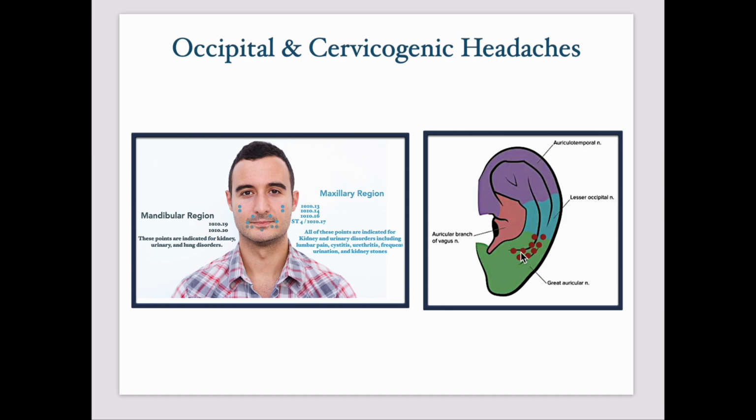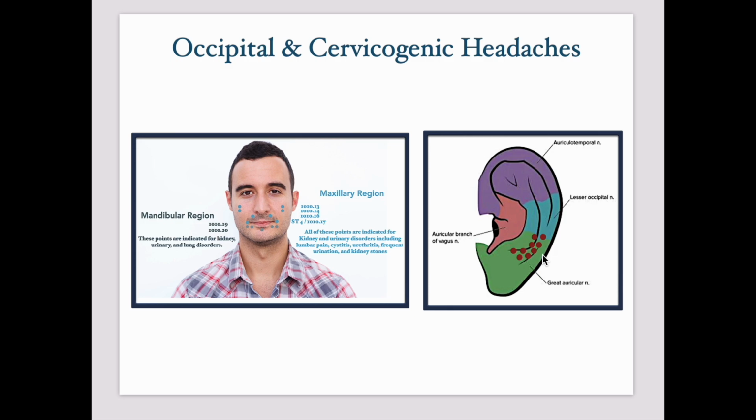Okay, because if you needle these points in red that correspond to the cervical region in ear acupuncture, it's going to affect the great auricular nerve and the lesser occipital nerve. And remember that these nerves are emerging from the C2, C3 area. So if they have a diagnosis and they know that the problem is in the C2, C3 region, then adding those ear points can be very beneficial.